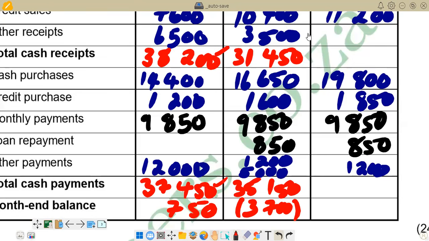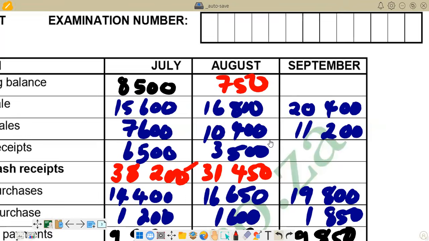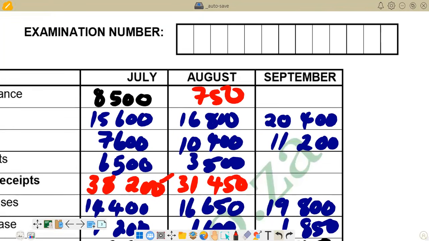So we go up there now to put it again there. It's our negative 3,700. So we can just say in brackets 3,700 to show it's a negative. Right. So to get this figure for total receipts here, we are going to say negative 3,700 plus 20,400 plus 11,200. So if you do that, you are going to get 27,900. Right. So we go down again to check what we have.